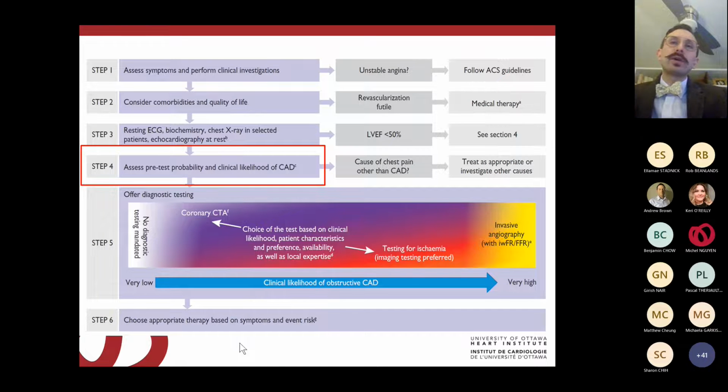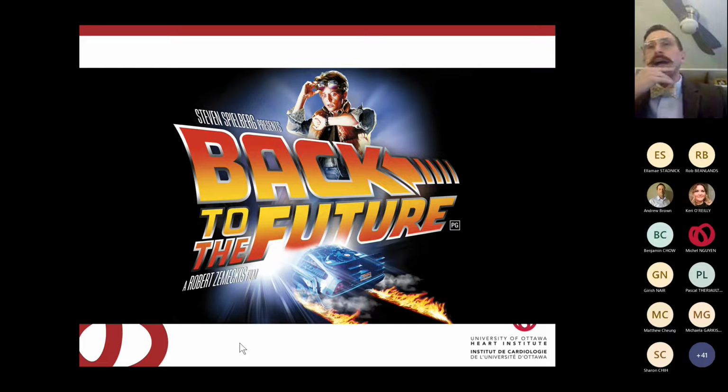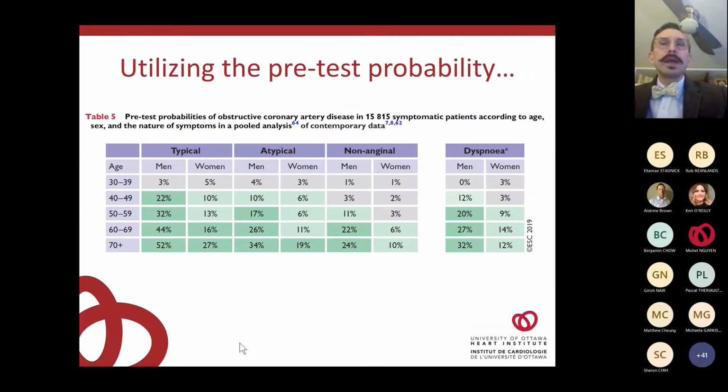All right, so step 4 is bringing back our old friend, the pretest probability. And the ESC guidelines endorse binning patients into categories of typical, atypical, or non-anginal chest pains. And based on their symptomology, we can again go back to calculating a pretest probability for the patient. I'll point out, though, that this table differs from the data derived from the Diamond, Forrester, and CAS data.